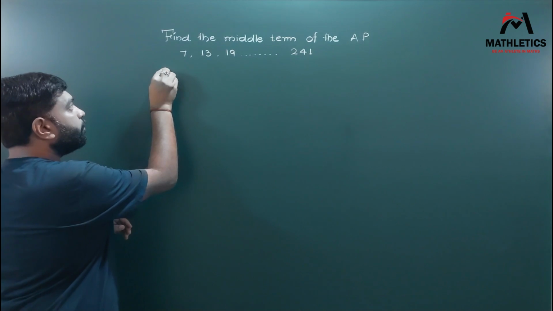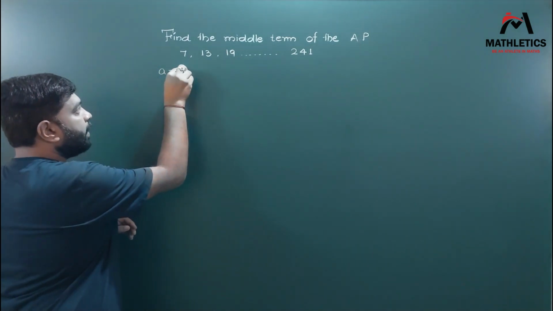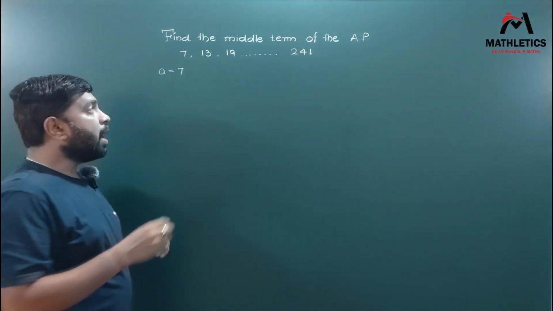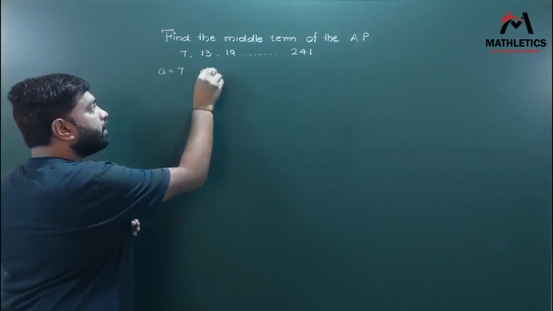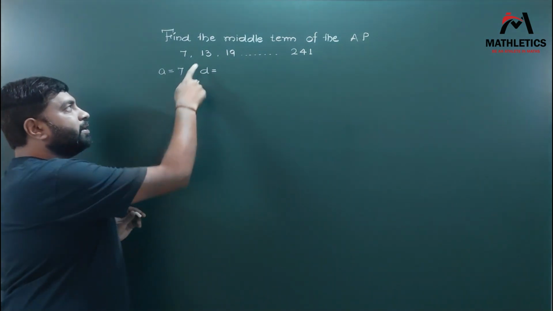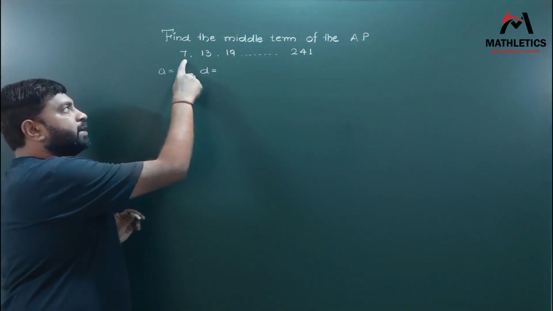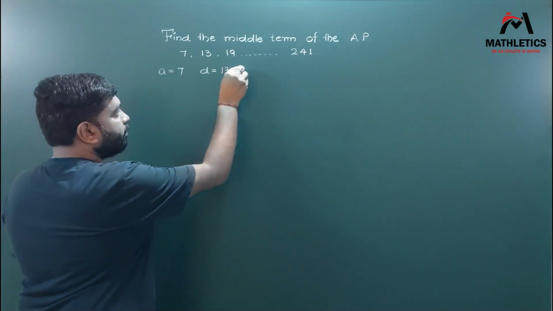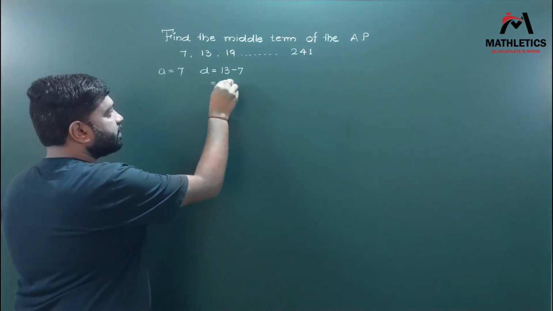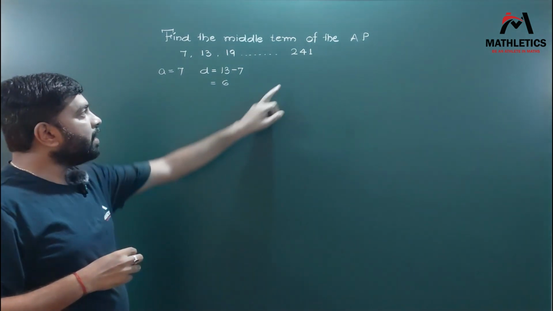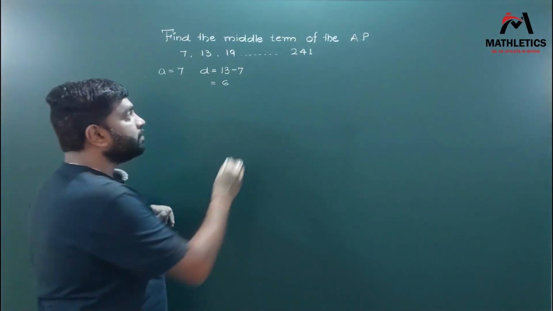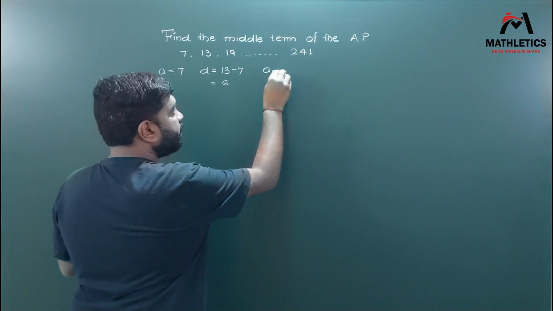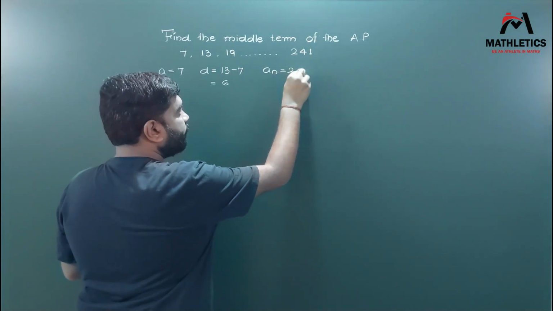Here the value of A is known. The value of A is 7 and the value of D can be calculated. D can be calculated with the formula A2 minus A1, which is nothing but 13 minus 7. So 13 minus 7 is 6. This is the value of D. And the last term is given. Last term is AN. AN is equal to 241.